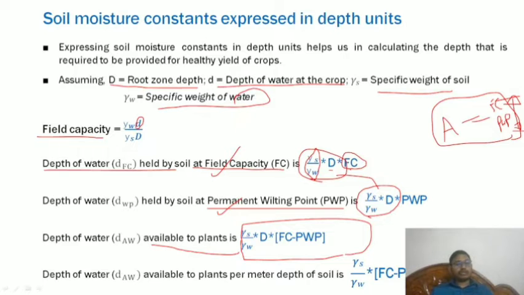Now, the depth of water available to plants per meter depth of soil. Per meter depth of soil means we can directly eliminate the root zone depth. That is equal to gamma S by gamma W into FC minus PWP. So this way we have to learn the equations from the concept, then we can remember. If you are not able to recall, we can get back the formulas from the concepts.